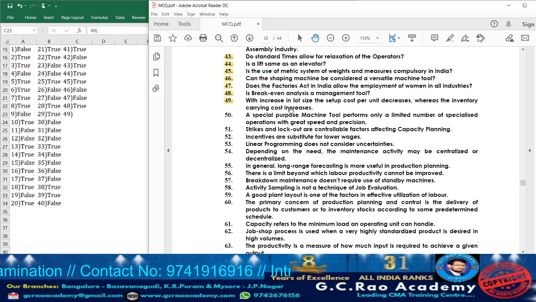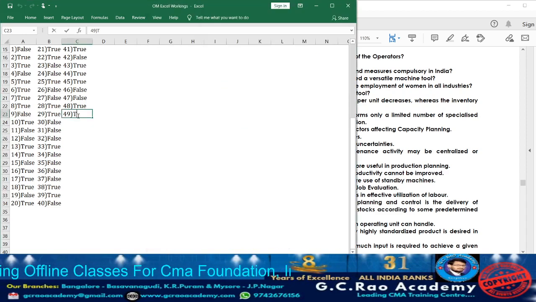What they're telling is, with increase in lot size, the setup cost per unit decreases, whereas the inventory carrying cost increases. When the lot size increases, the setup cost per unit is going to decrease and the inventory carrying cost increases. So the statement 49 is true. Take down, it is true.